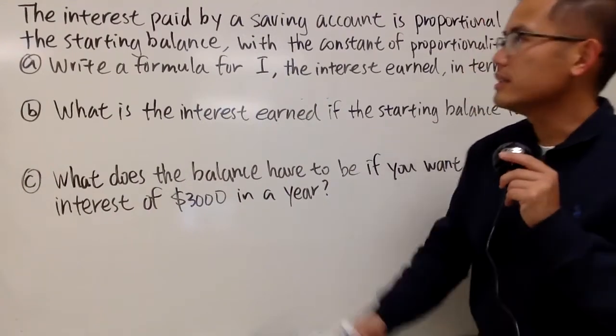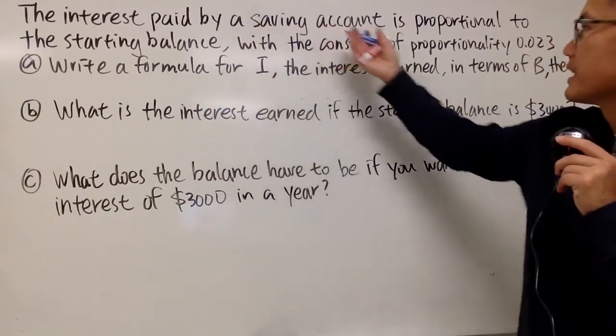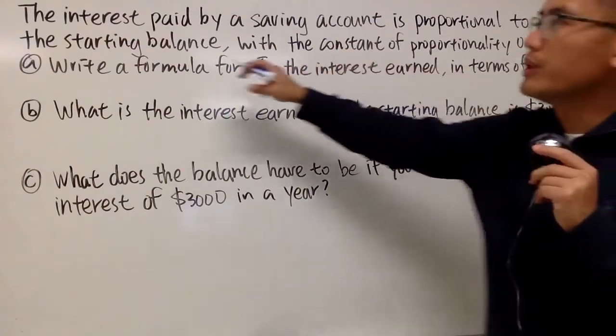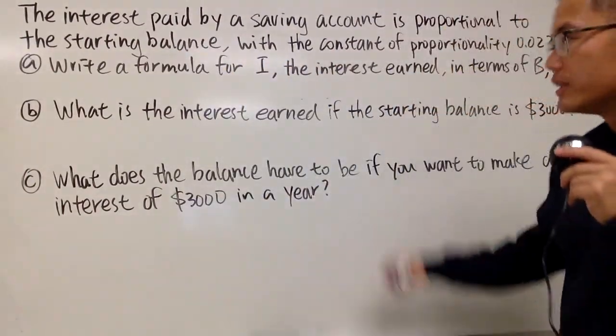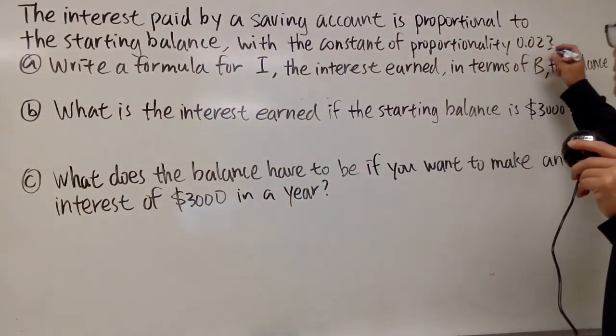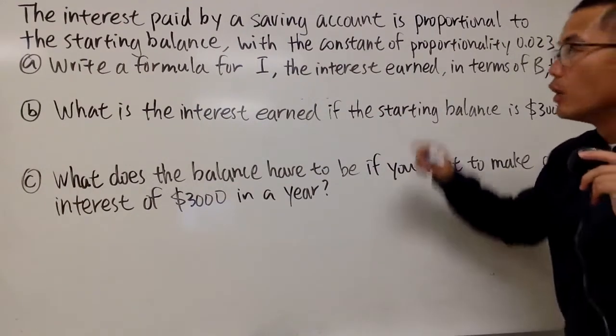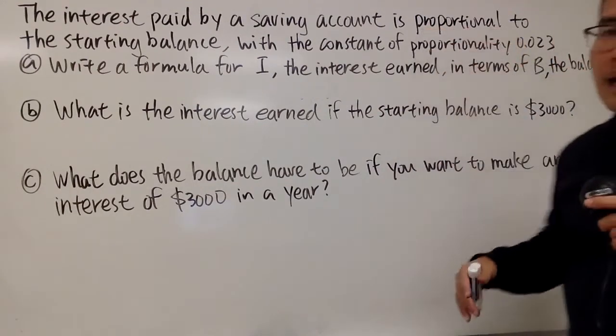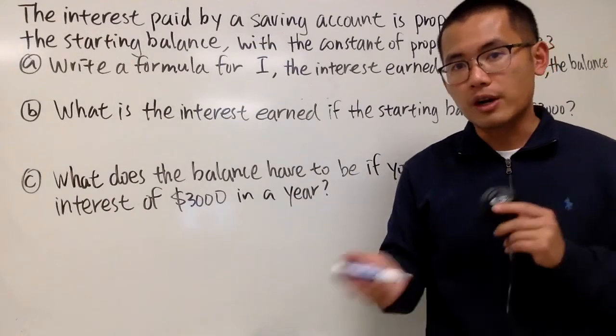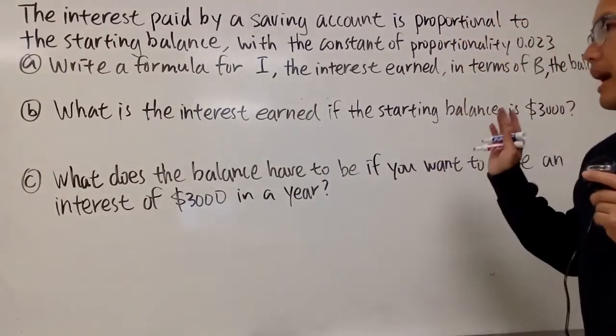Okay, here's the question. It says, the interest paid by a savings account is proportional to the starting balance. And we also know the constant of proportionality is 0.023. Notice that the question says proportional, but proportional and directly proportional are the same, right? So keep that in mind.